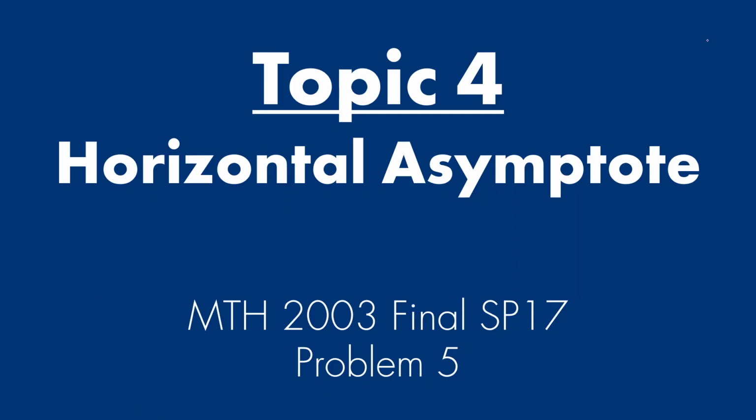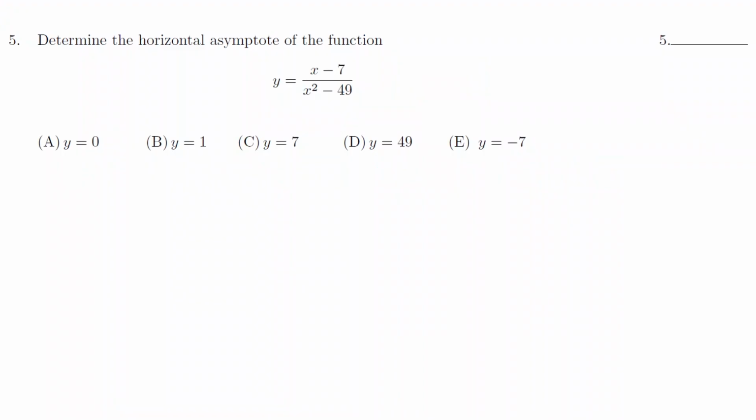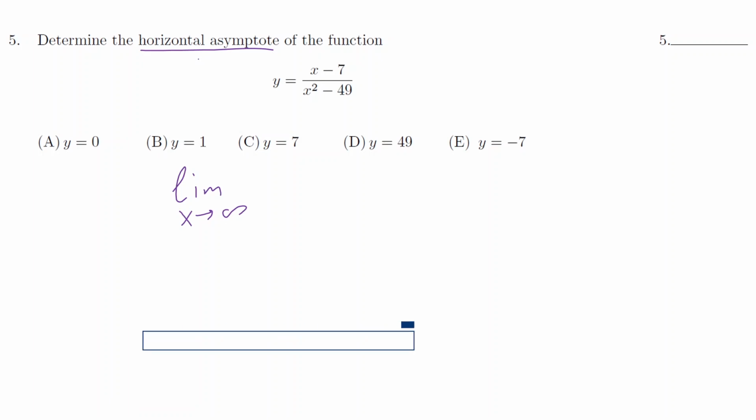Next. Topic 4, horizontal asymptote. We're going to be looking at problem 5 from the final MTH 2003, final SP 17. We need to determine the horizontal asymptote. When we are talking about horizontal asymptotes, we are always talking about limit when x approaches infinity. It's the same exact thing. And there are 3 rules.